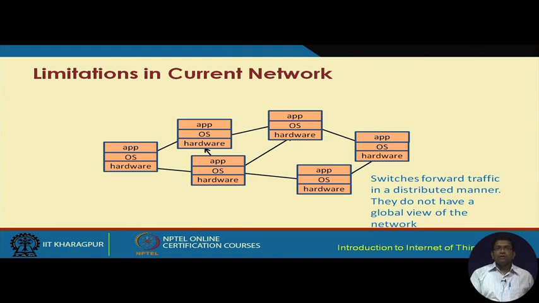Now, the switches forward the traffic in a distributed manner, and they do not have the global view of the network. This is what I was mentioning in the previous slide as well. Each of these switches does not have the global view. They route the traffic, they forward the traffic in a distributed fashion. They just know locally what has to be done.